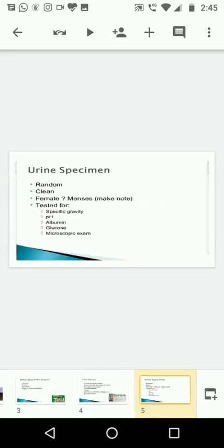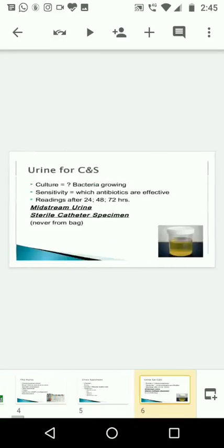Urine specimen. If you are taking a random sample, it should be clean, and this random sample can be tested for specific gravity, pH, albumin, glucose, and microscopic examination. And if you are taking a female sample, the female should not be undergoing menses. Then if you are taking urine culture and sensitivity, culture is for bacterial growth, and sensitivity is to check if there is any antibiotic effectiveness or not.